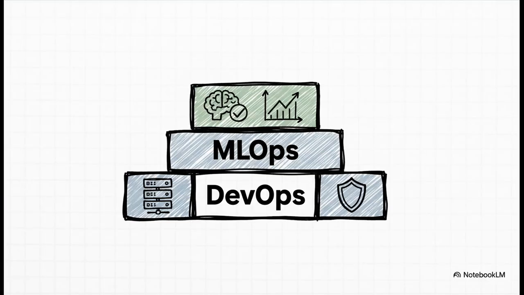Here's the best way to think about it. DevOps is the foundation of your house. It makes sure the plumbing works, the electricity is on, the application, the infrastructure is healthy and stable. MLOps is the smart home system you build on top of that foundation. It's the specialized layer that makes sure the AI part, the model, is accurate, relevant, and reliable. You need the solid foundation, and you need the smart system on top. Try to do one without the other, and the whole thing falls apart.